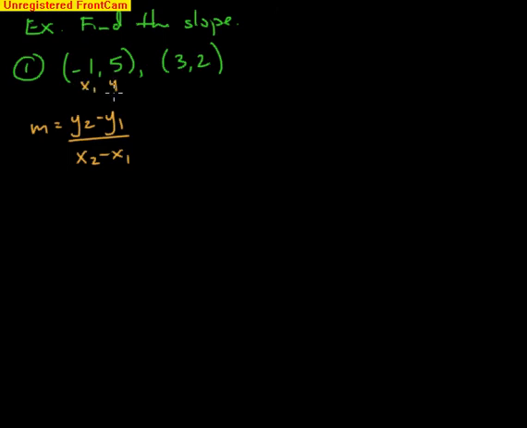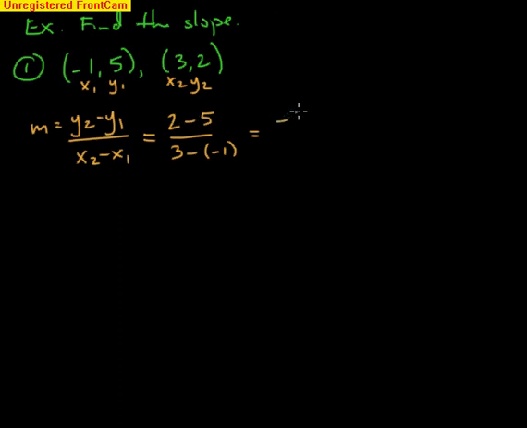We label our points x1, y1, x2, y2. It does not matter which ones are which. And now we plug them in. y2 is 2, y1 is 5, 2 minus 5, x2 is 3 minus, and then x1 is a negative 1. Watch what I do. Notice what I do there. Minus a negative. These minus signs are part of the formula. If you have negative numbers, give them their own parenthesis.